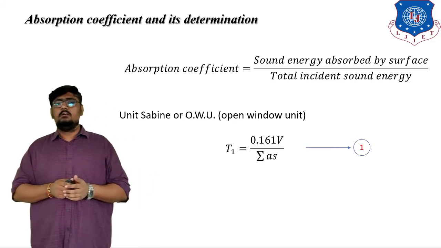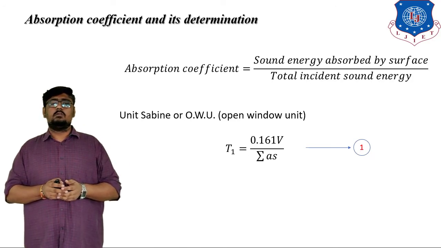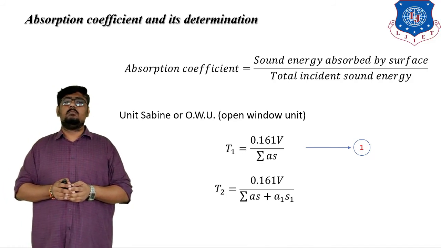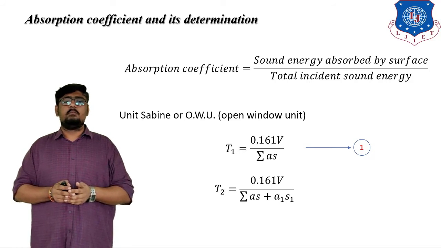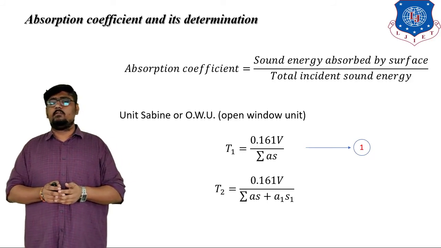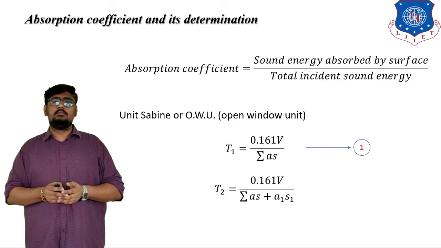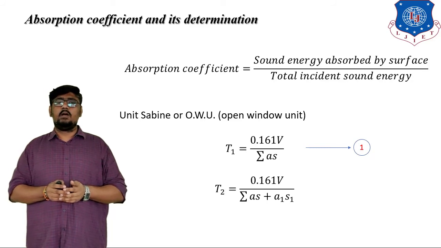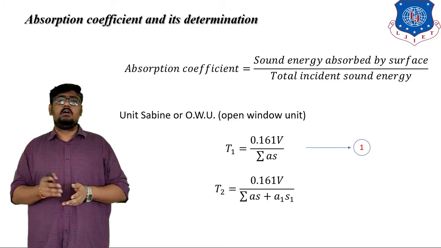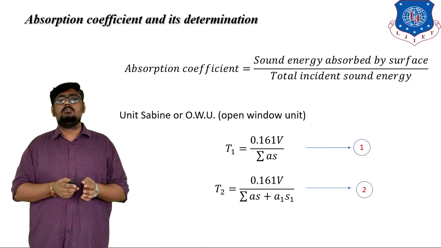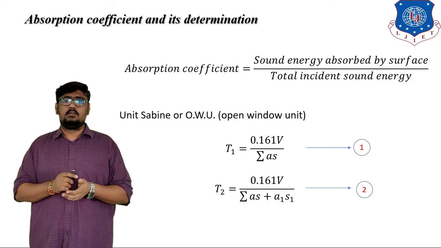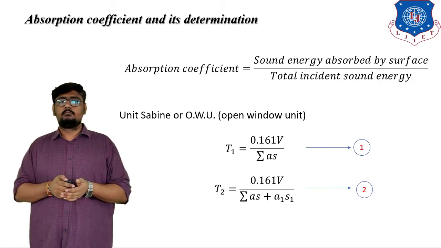Now let us add sound absorbing material to the room. T2 is the reverberation time in the hall in the presence of sound absorbing material. S1 is the surface area of the sound absorbing material and A1 is the absorption coefficient of that material. So T2 equals 0.161 into V divided by sigma AS plus A1S1. Here another surface area of absorbent material is added to the room, so the total area is increased. The remaining things are the same.